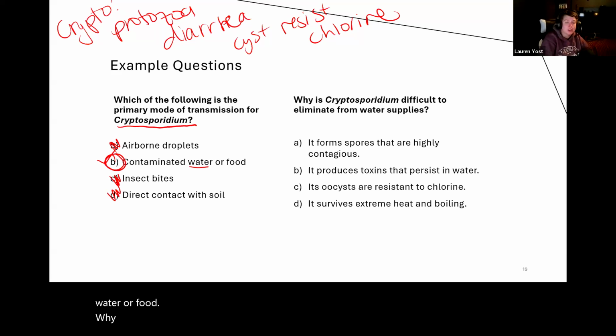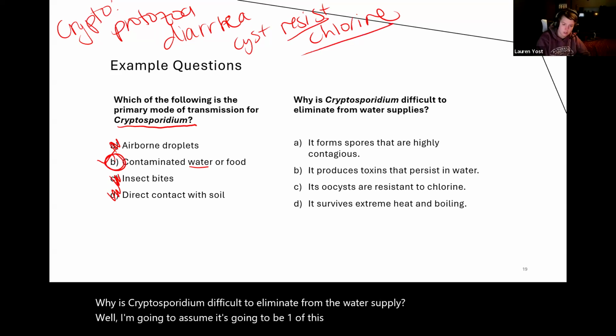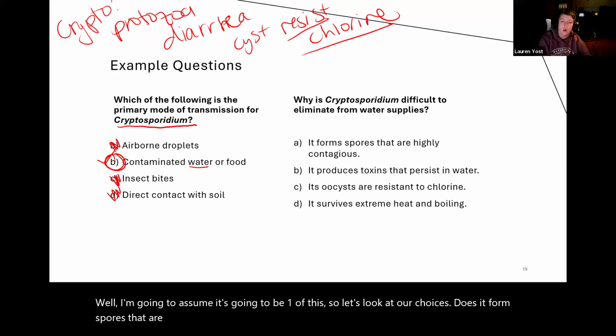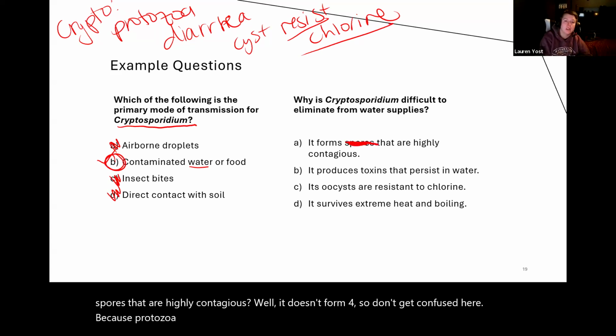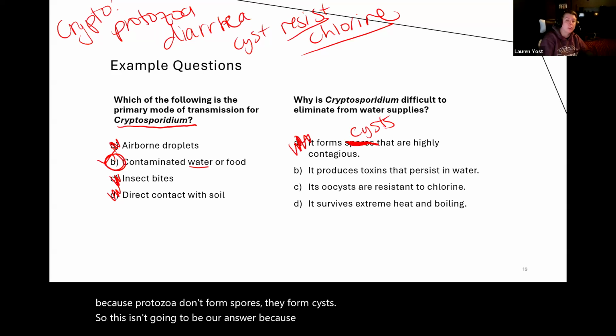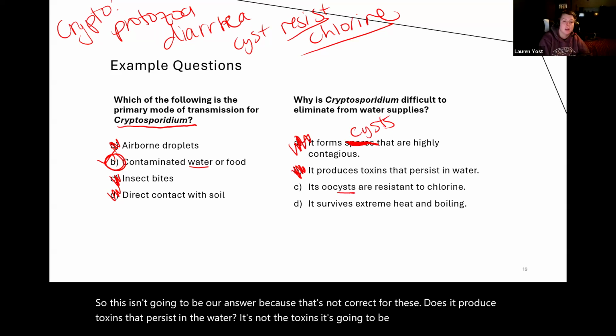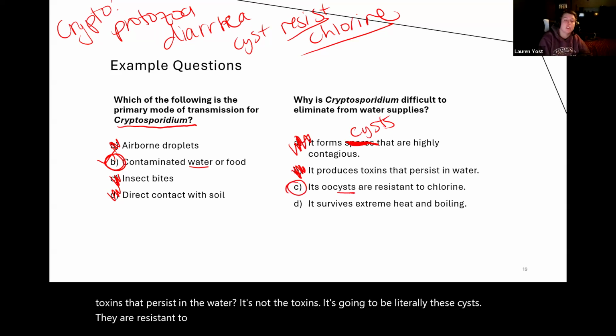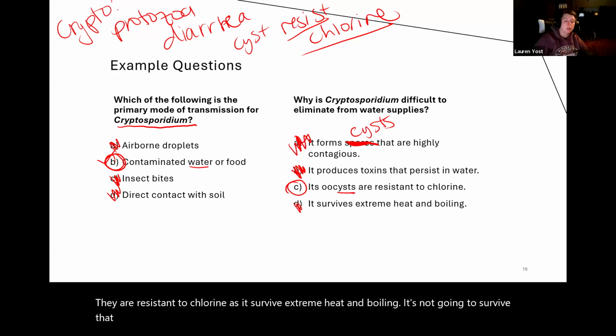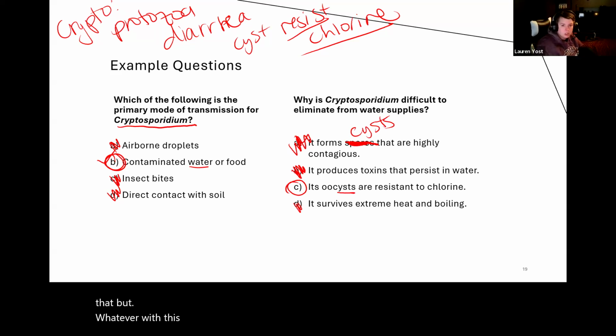Why is Cryptosporidium difficult to eliminate from the water supply? Let's look at our choices. Does it form spores that are highly contagious? Well, it doesn't form spores, so don't get confused here, because protozoa don't form spores, they form cysts. So this isn't going to be our answer. Does it produce toxins that persist in the water? It's not the toxins, it's literally these cysts. They are resistant to chlorine. Does it survive extreme heat and boiling? It's not going to survive that. So it's going to be the cysts.